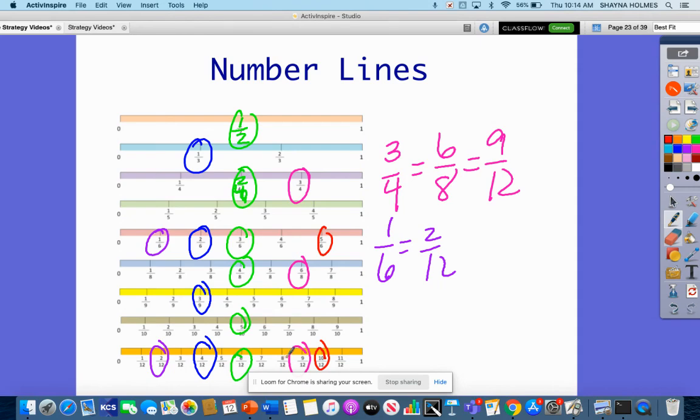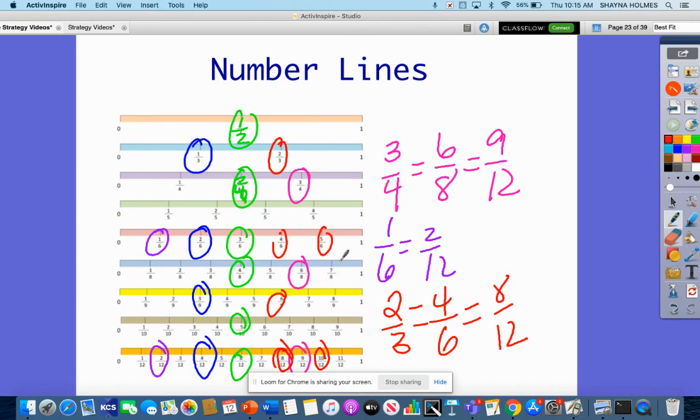And here we have 4/6, 6/9, and 8/12, which are all equal to 2/3. So as you can see, there are many. Any fractions that fall underneath each other, like 2/3 and 4/6, are going to be equivalent to each other. So a number line is a good way to find as many equivalent fractions as possible. That is the end of today's math strategy video.